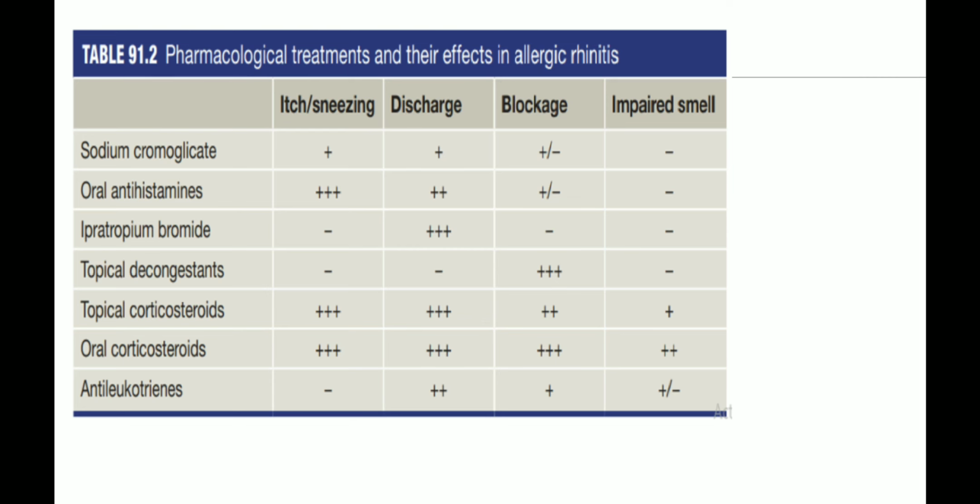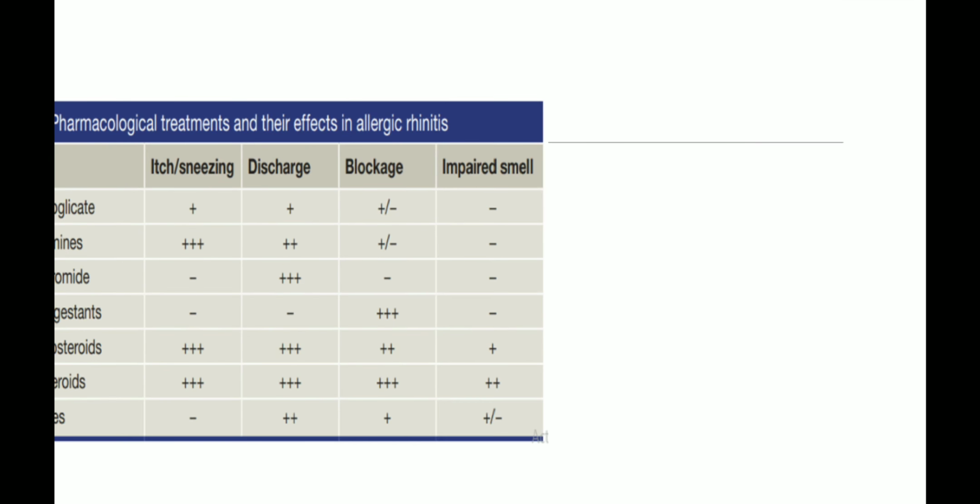Then comes the anti-leukotrienes, that is montelukast, zafirlukast, etc. It's also effective against nasal discharge, blockage, etc. Usually it is combined with the oral antihistamines. So these are the drugs for allergic rhinitis.